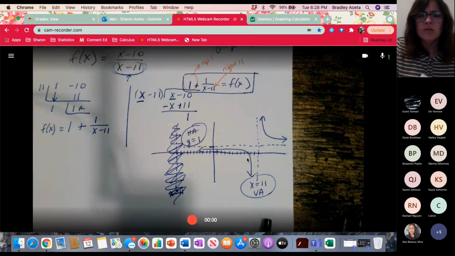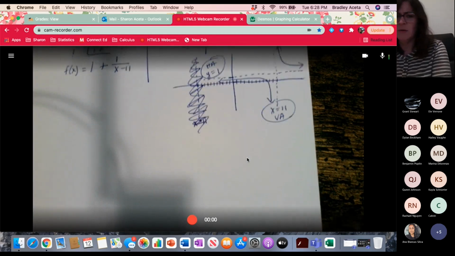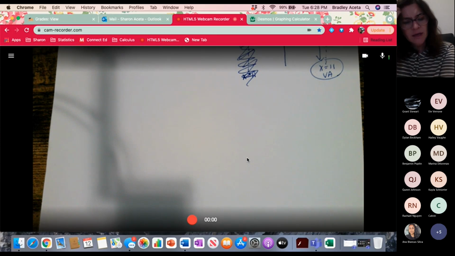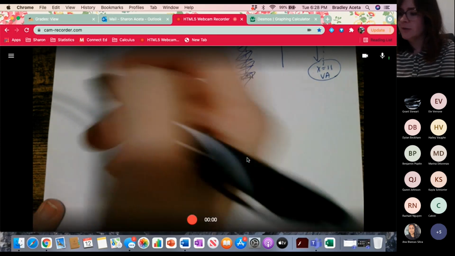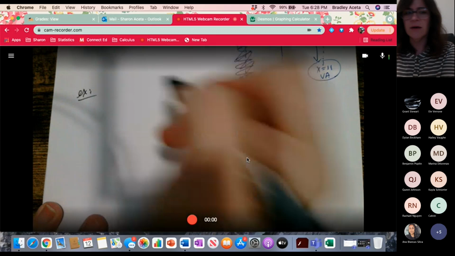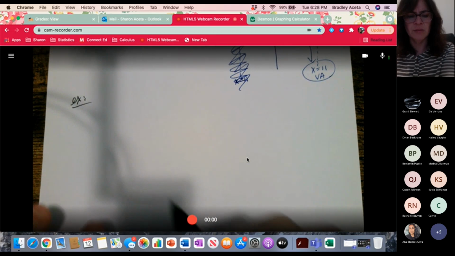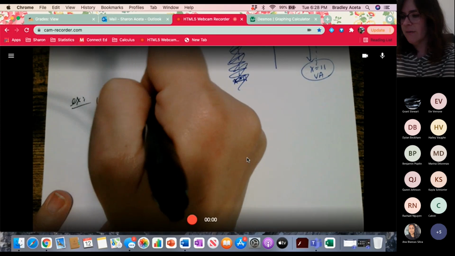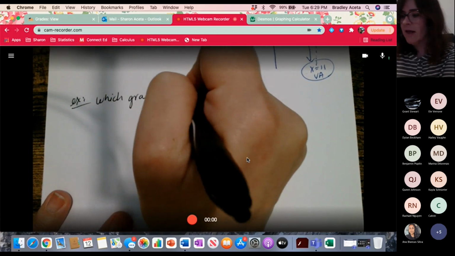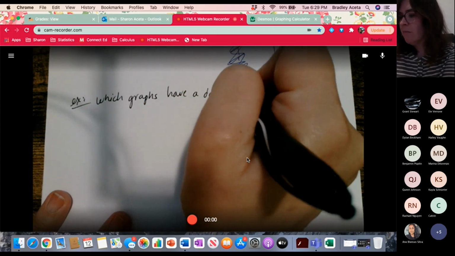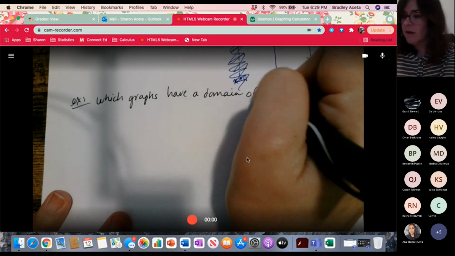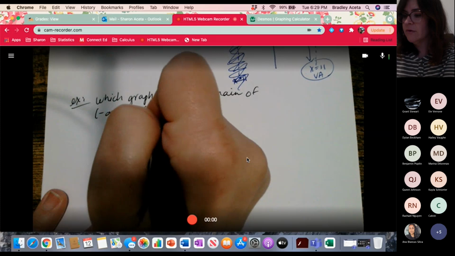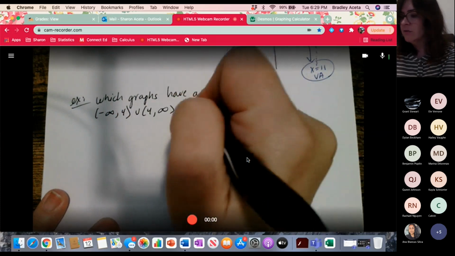They have these two strange questions on homework that I was looking at, and I'm going to do them for you. I don't say they're strange, they're just an interesting way of doing the problem. So I kind of wanted to do this. Which graphs have a domain of negative infinity to 4 united with 4 to infinity, and choose all that apply?